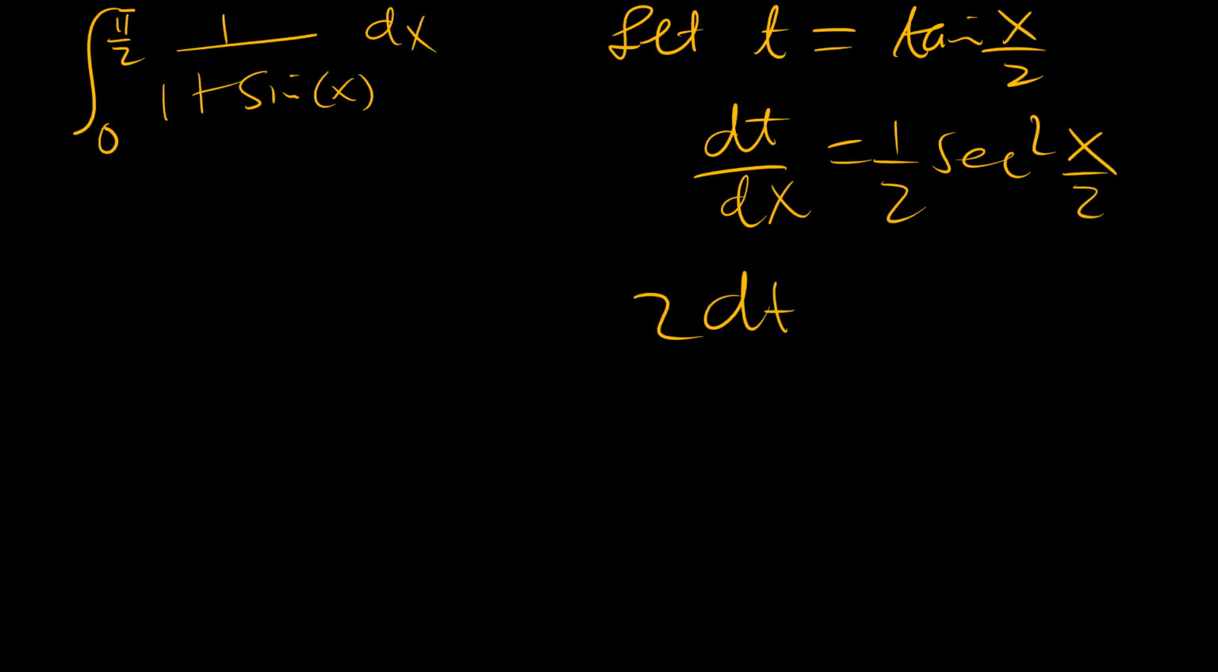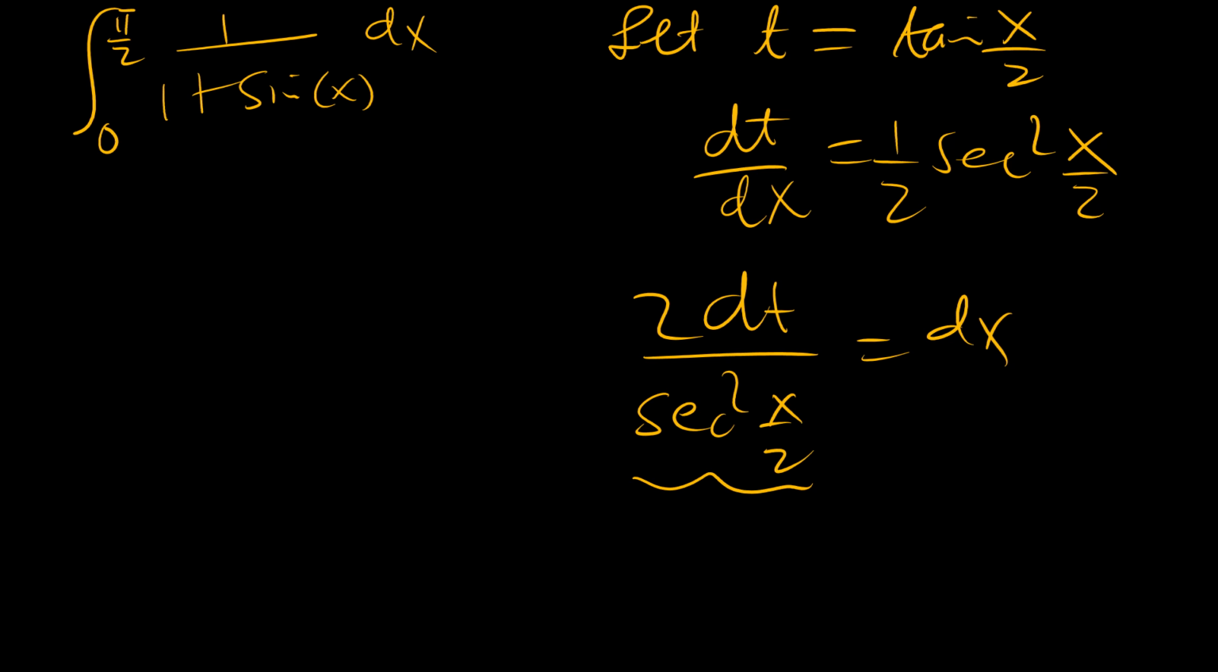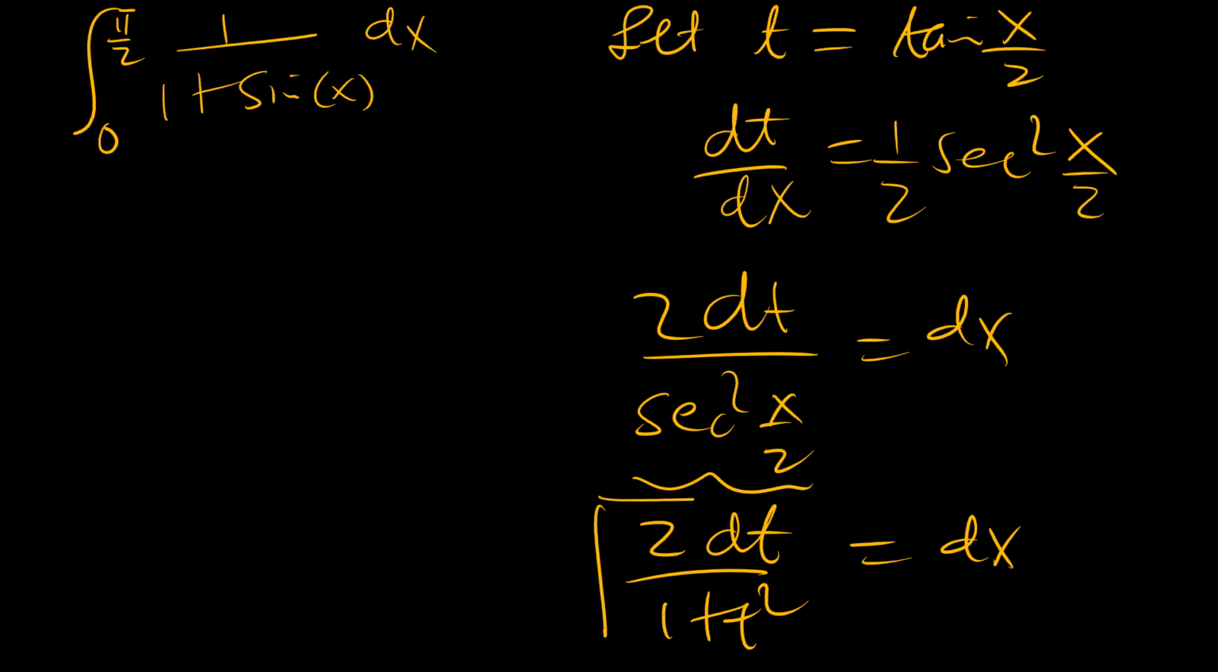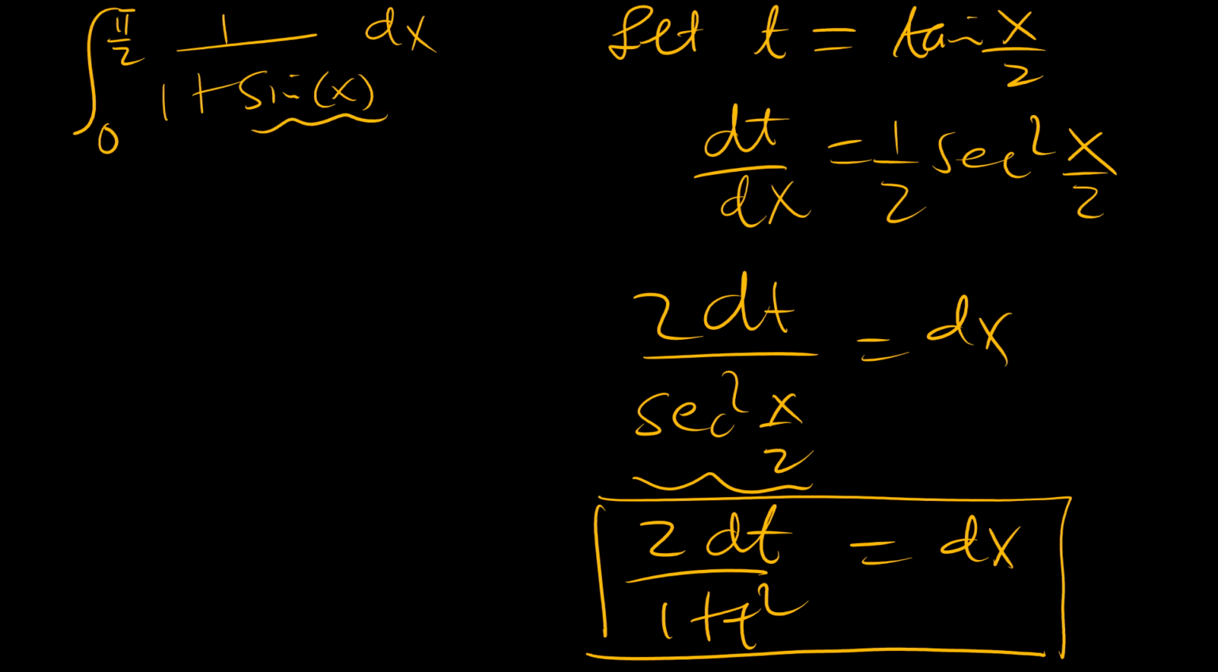2 dt over sec squared x over 2 is equal to dx, and this is 1 plus tangent squared x over 2, which is 2 dt over 1 plus t squared is equal to dx. And this here is an important substitution. Now we've got to express this in the half angle formalism.